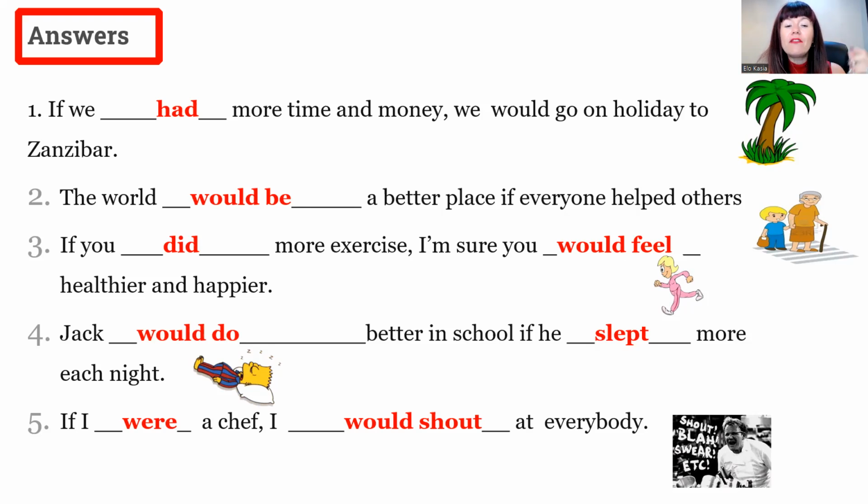And then the last one, if I were a chef, remember we use were for I. If I were a chef, I would shout at everybody. Yeah, a nice one, isn't it? So I hope that you got all of them right. So the key is to remember that after if, yes, we need to have past tense, and in the second part we have would plus a verb.